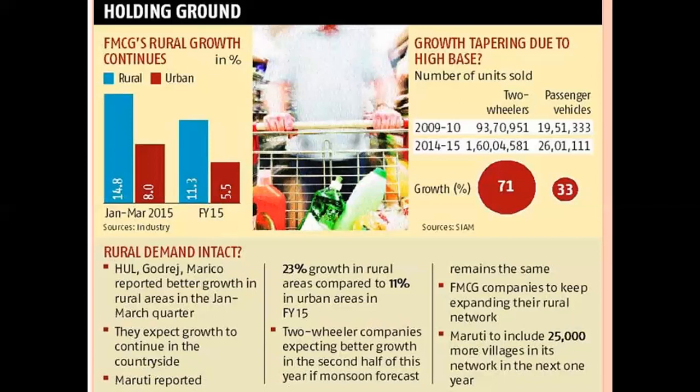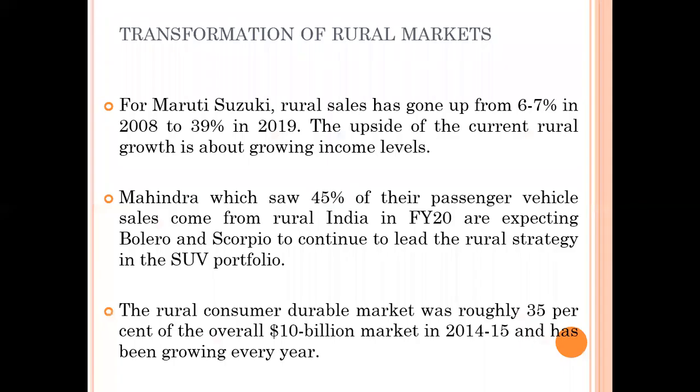You yourself can correlate what situations you saw in rural places when you were a small kid, and how you see those areas now. So you yourself can see the changes happening. Further, some more data is there. Again, Suzuki data for 2019, this one is the latest. In 2008 the sales had gone up to 6 to 7%, which is almost 39% in 2019. So you can see the upside growth of rural people is responsible for that.